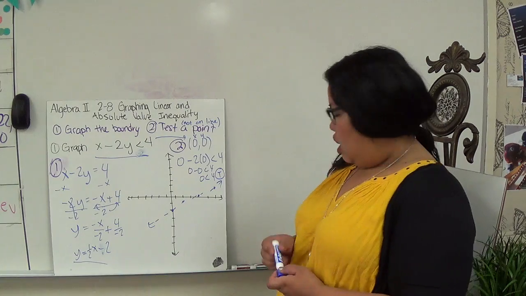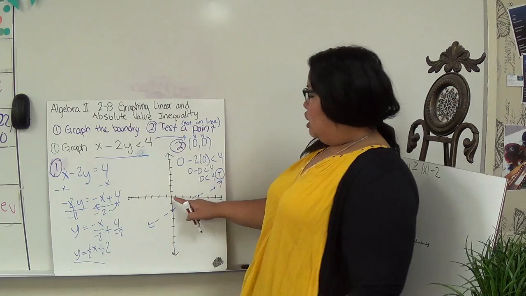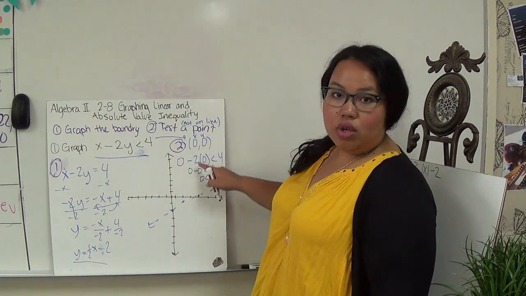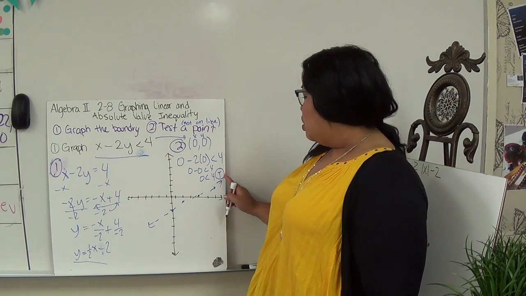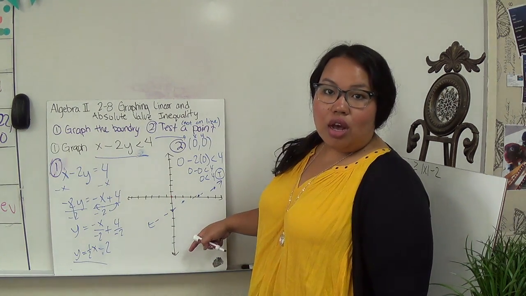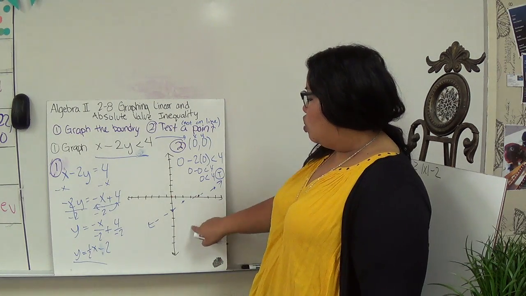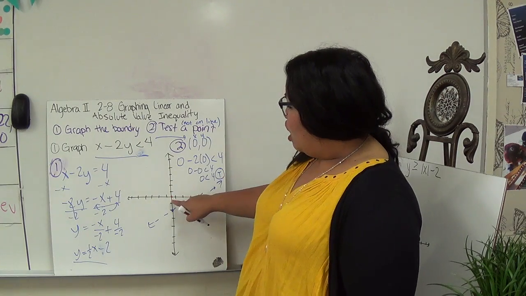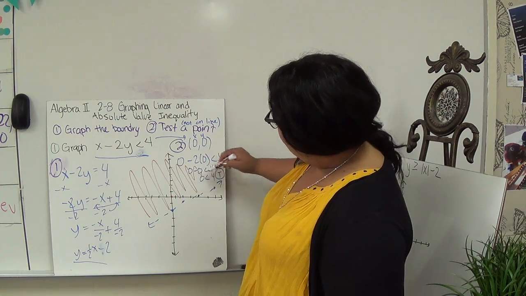Here's the thing. This is the point that I tested. This point says true, so that means anything on that same side is true. If this was false, if I ended up with 0 is greater than 4, and this was a false statement, then I would shade the other side of the line, because this is not true, so everything else on this side should be true. See how that works? So since this is true, the side where the point is on is the side that I shade. So then I shade everything on this side.